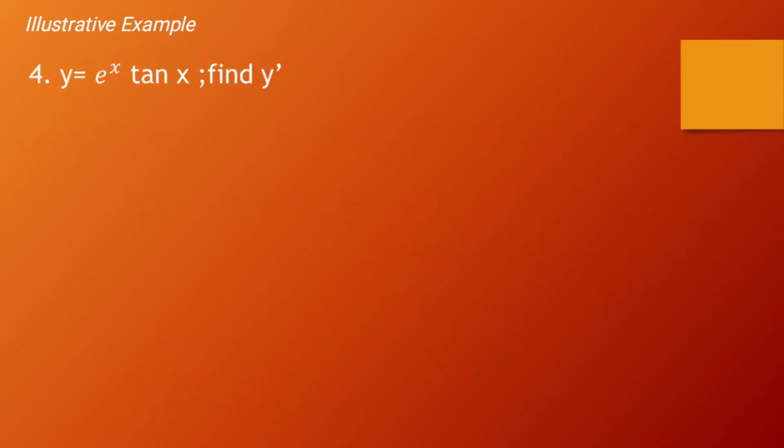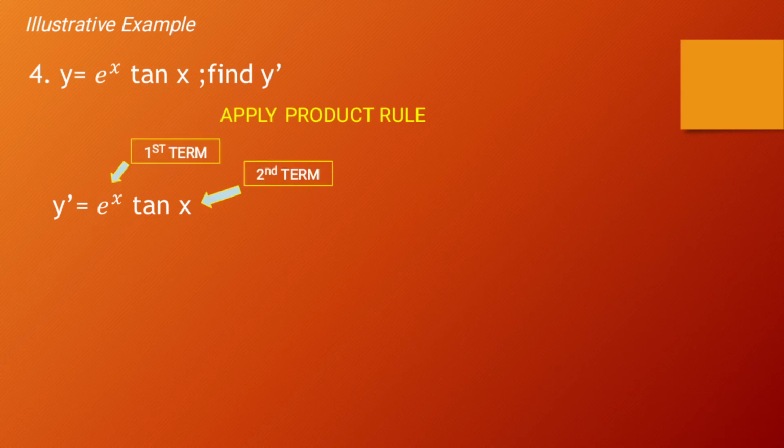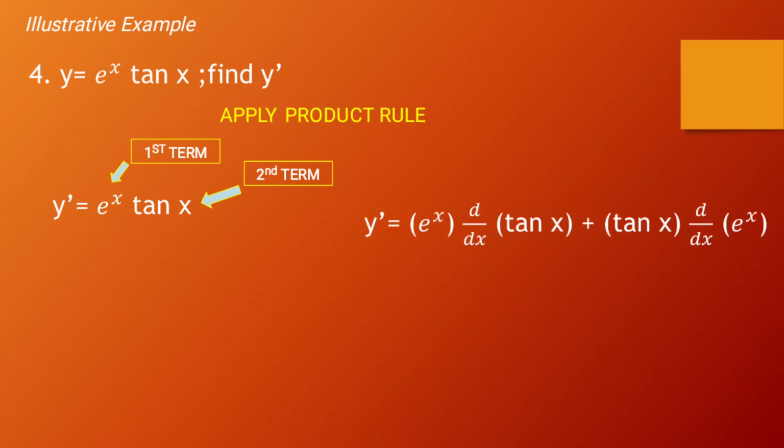Now for our fourth example, we have y is equals to e raised to x tangent x. Find its derivative. And for finding the derivative of e raised to x tangent x, we are going to apply the product rule. And our first term is e raised to x, and our second term is tangent x. So we have y prime is equals to our first term e raised to x times the derivative of the second term tangent x plus tangent x times the derivative of the first term e raised to x.